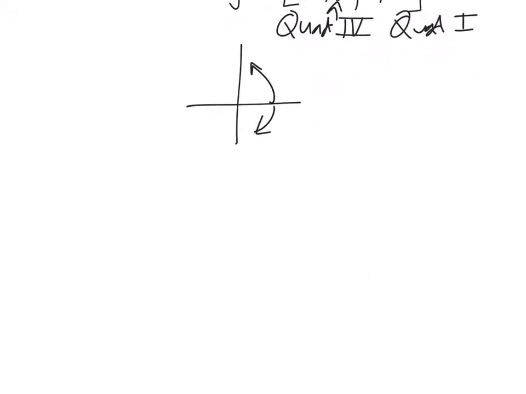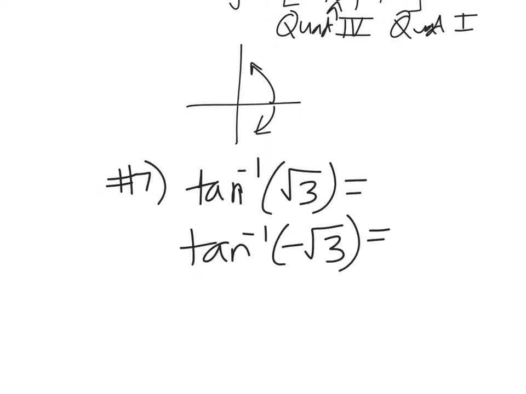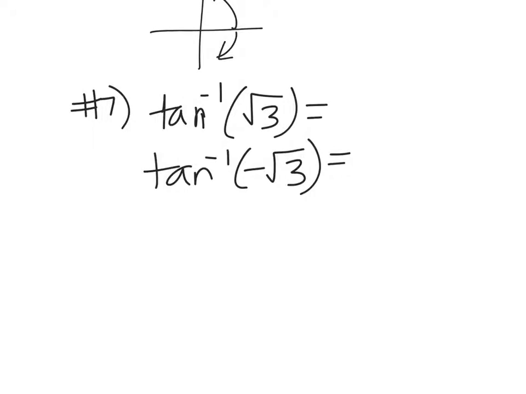Let's try some arctans. Number 7: the tan inverse of rad 3 and the tan inverse of negative rad 3. These are a little trickier because you have to think, where does tangent equal rad 3? That's going to be at pi over 3. And where would it be negative rad 3? You just change your answer to negative: negative pi over 3.